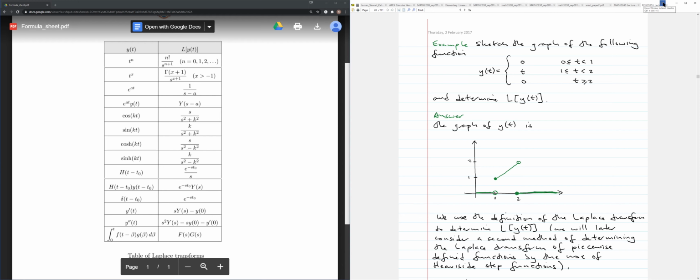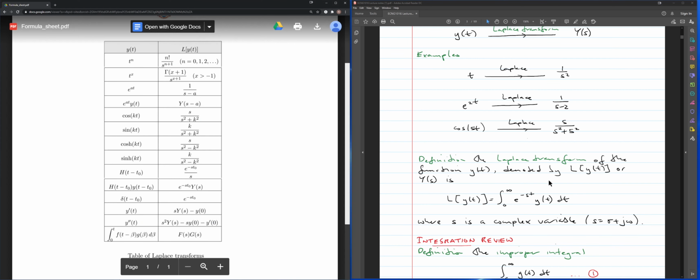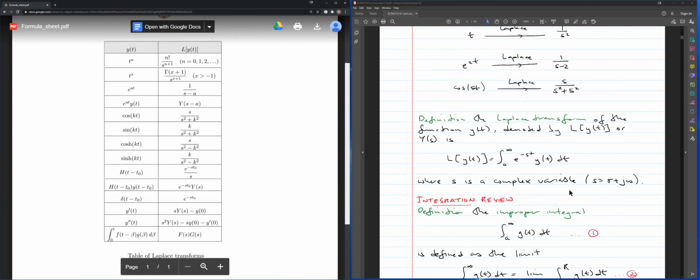So that is one reason why you need to know the definition of the Laplace transform, which is this over here. This is standard material in the course, so you're expected to know this definition and to use it.